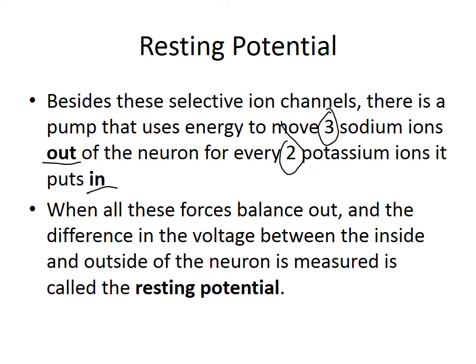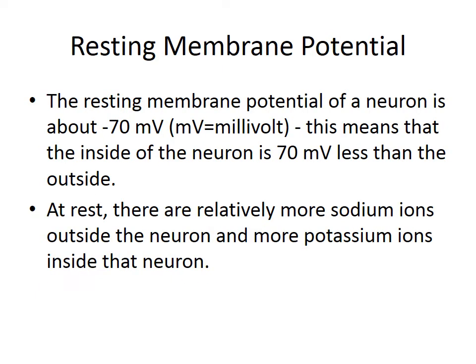When all these forces balance out, the difference in the voltage between the inside and the outside of the neuron is measured. You can measure the electricity, and that is called the resting potential. So now we actually have an idea of how much charge is inside, and we can measure it. The resting potential of a neuron is about negative 70 millivolts. I actually drew that on a previous graph. This means that the inside of the neuron is 70 millivolts less than the outside. So when I put a negative over here, that's what that means.